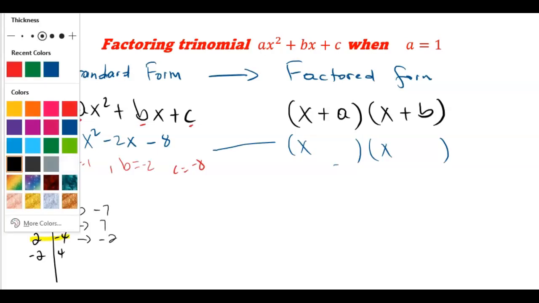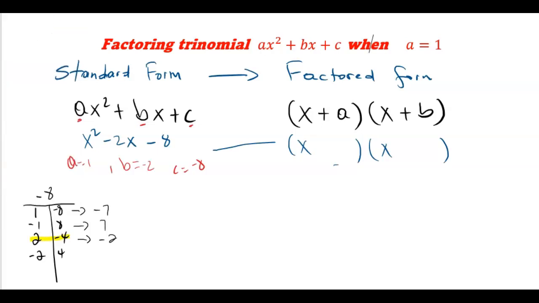Once you have your numbers, you go over here and plug them in. So +2 and -4. +2 and -4. And that is your answer. You can put -4 first and +2 over here, you can do that as well. Either way is the correct answer. So the factored form for this function here is (x + 2)(x - 4).